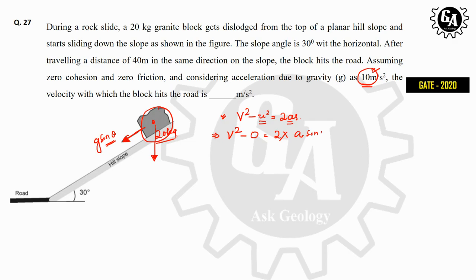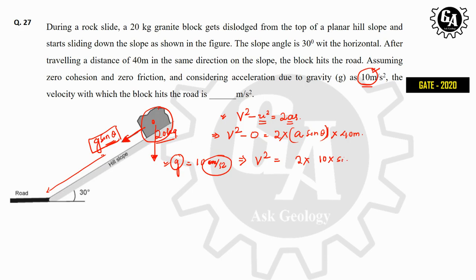What is the magnitude of this a? This is g sin theta, because this total g is nothing but the acceleration due to gravity, that is 10 meter per second square. But for the movement of this granite body, the whole g is not acting here. Only g sin theta, this component, is acting over here. And s is given to be 40 meter, isn't it? This is 40 meter. Now I can find out v square is equal to 2 into a, what is the value? 10 sin 30 into 40.